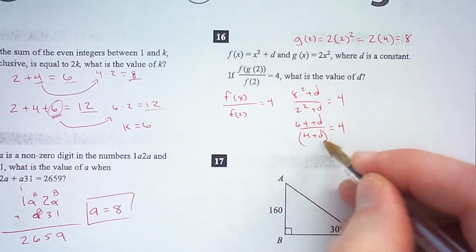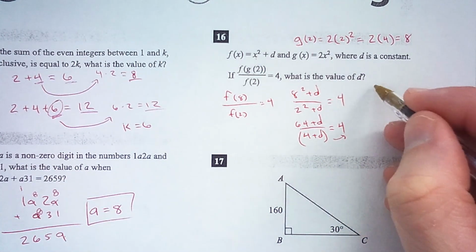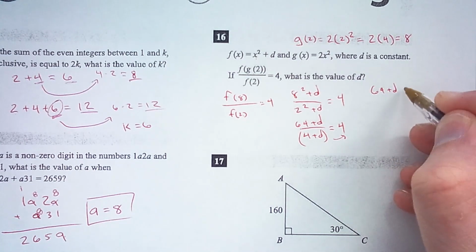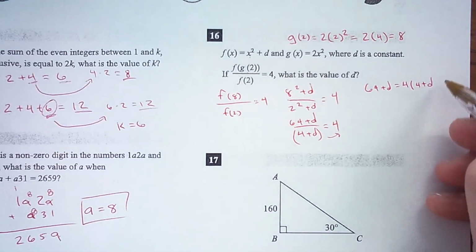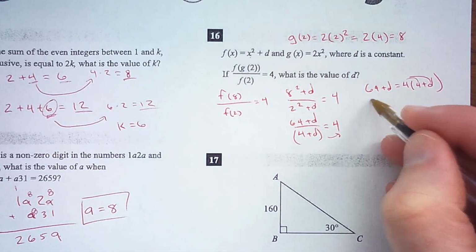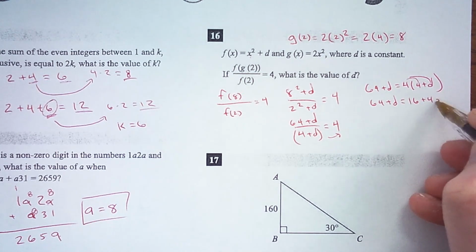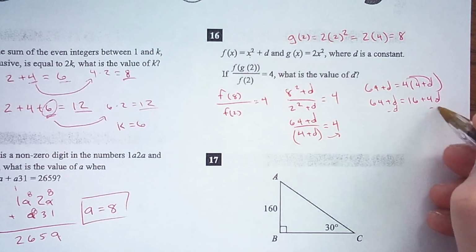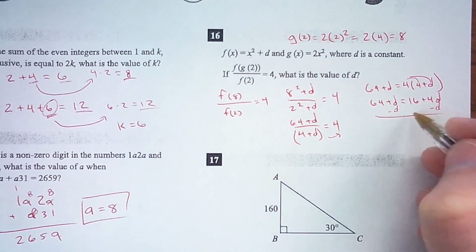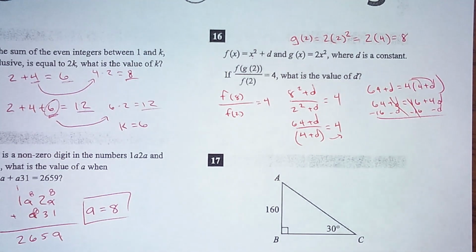Okay, now I can take this right here and multiply it over to the other side. So I've got 64 plus d equals 4 times 4 plus d. And we'll distribute this 4. So 64 plus d equals 16 plus 4d. Then we can subtract d from both sides. We can also subtract 16 from both sides.